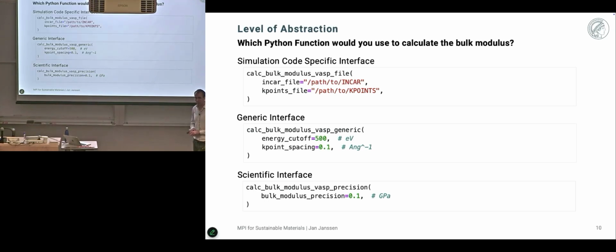Definitely C. I would go for the scientific interface. Yes. And why? Because that's what my PI would ask me to do. Then you have a very good PI.